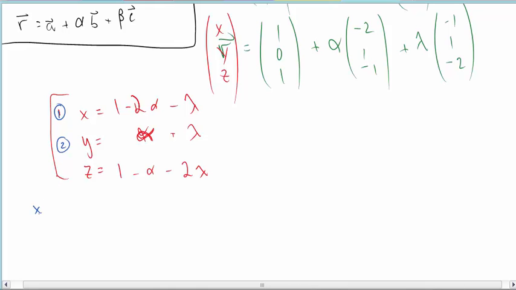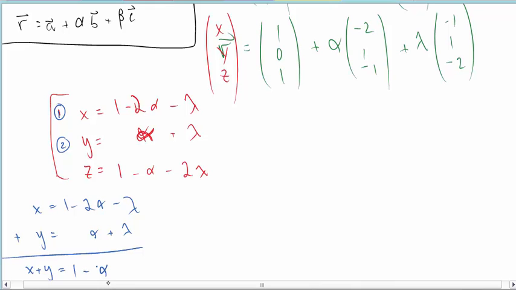So I'm going to take x = 1 - 2 alpha - lambda, and I'm going to add to it y = alpha + lambda. And adding them together, we get x + y = 1 - alpha. Okay, so what I can do with that now is I can say, anytime there's an alpha, that's the same thing as 1 - x - y. So now I have a way to eliminate the alpha from my equation.